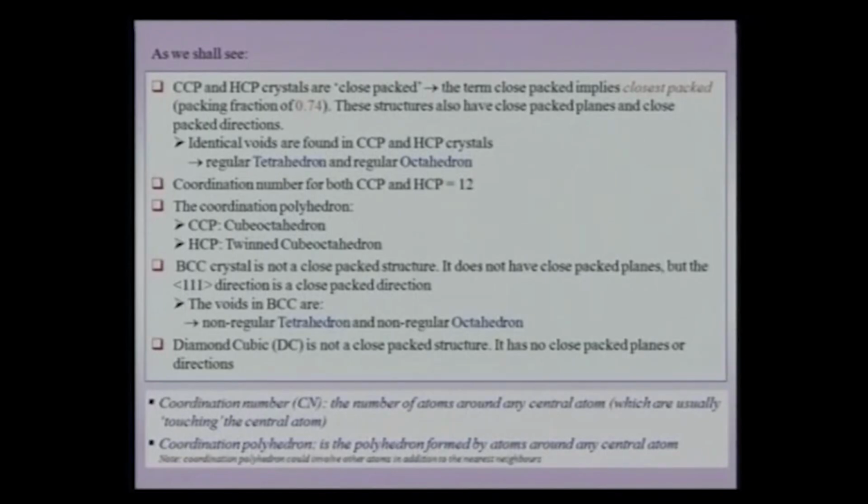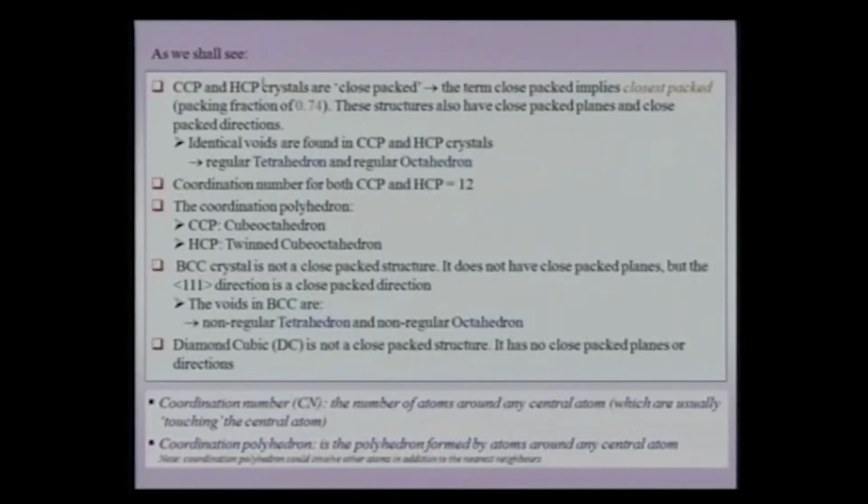We will see that the cubic close packed and the hexagonal close packed crystals are close packed. When I use the phrase close packed, what I imply is that it is the closest packed. If you have spheres of all the same size, the closest packing which you can obtain is 74%. That means 74% of space can be occupied, and these two crystal structures have that packing fraction. It is important to note, as we shall see in detail later, that the voids found in these two crystal structures are the regular tetrahedron and the regular octahedron.